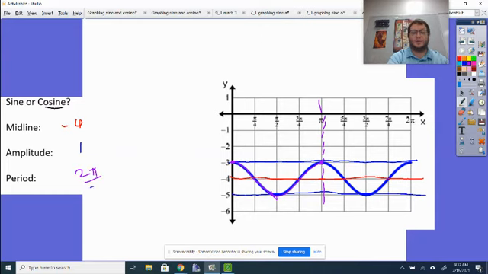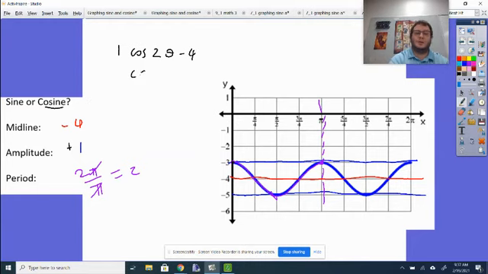So 2 pi over pi, the pi's cancel, b is 2. Last thing we need to do: we said it was cosine because we're starting at the top. And since we are starting at the top, it is going to be a positive 1 amplitude. So 1 cosine of 2 theta plus the midline, minus 4. Don't really need that 1. So I'm going to say cosine 2 theta minus 4. And that is it.